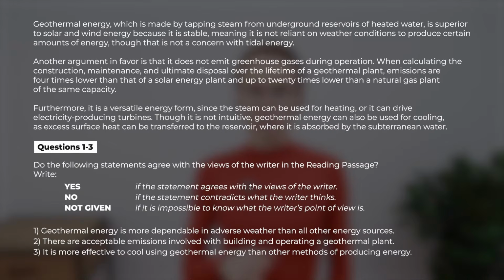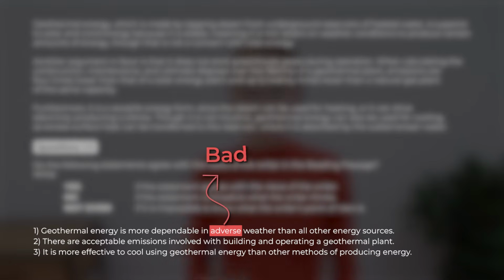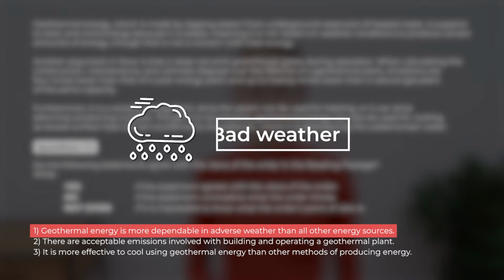Let's look at question number 1. Geothermal energy is more dependable in adverse weather than all other energy sources. When you read this statement, think about paraphrasing because you must understand what this sentence means. If you don't understand it, you can't solve it. What does this sentence say? It says that geothermal energy is more dependable or reliable than other renewable energy sources. Adverse means bad, so this is talking about bad weather.